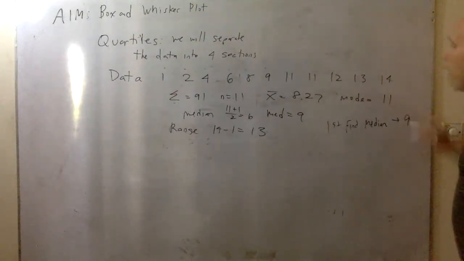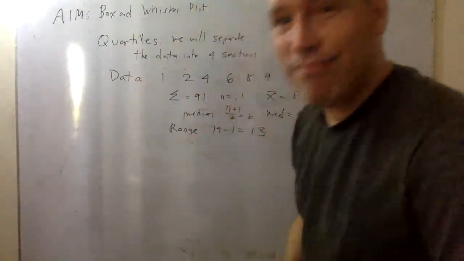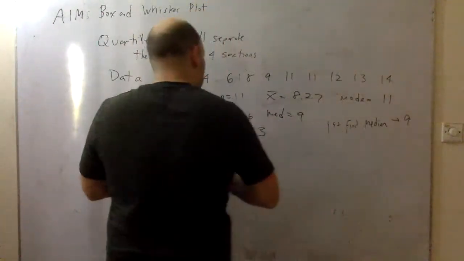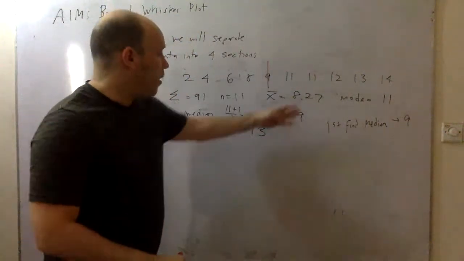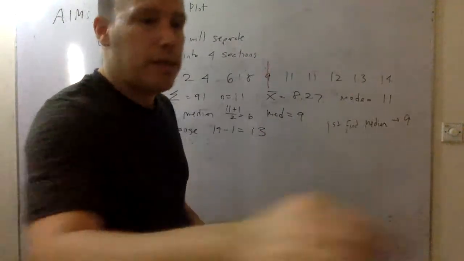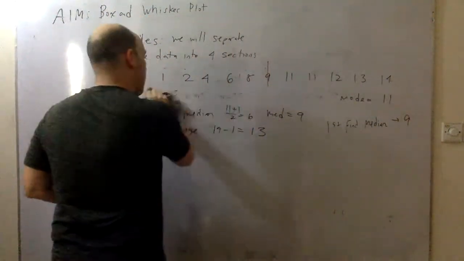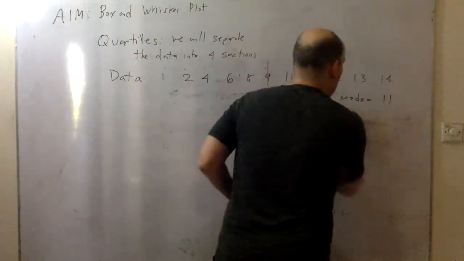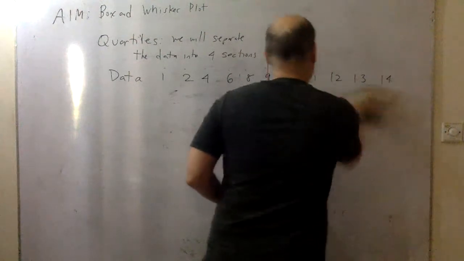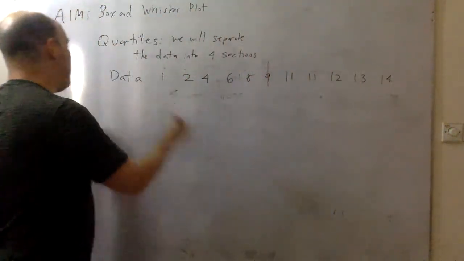Well, the median we know is 9, right? You see that? So what I'm going to do is take my red pen, and I'm going to draw the median right here. I'm going to erase this. Let's see, 8.27. So first we found the median.